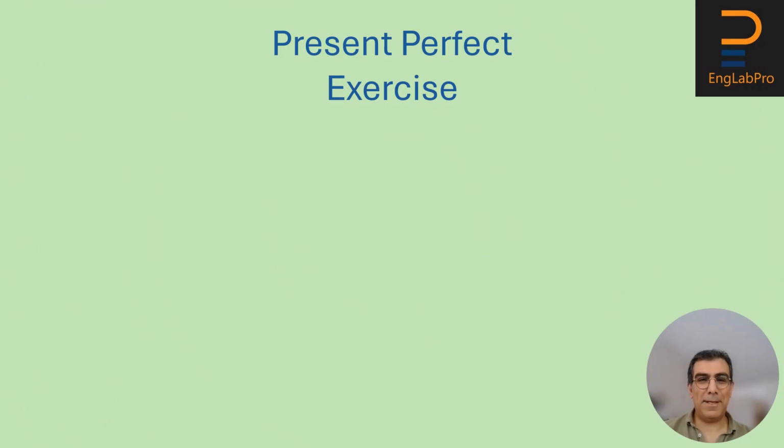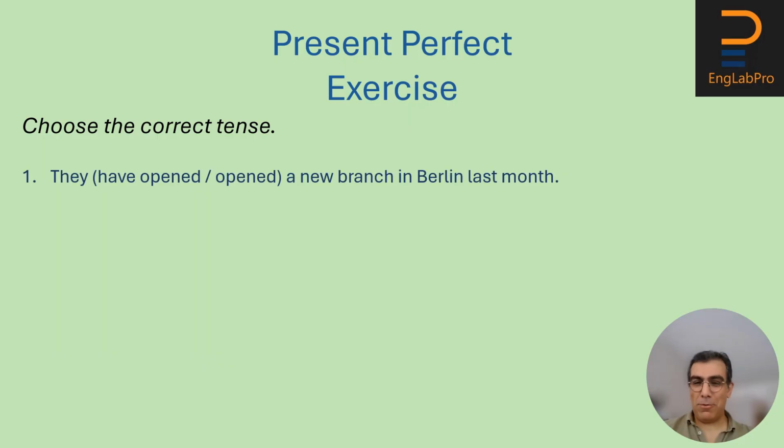Let's do another exercise. In this one, you see 3 sentences. In each sentence, there is the option of present perfect and simple past. You should choose one of them so that the sentence is grammatically correct. Let's go through the first one. The first one is they have opened or opened a new branch in Berlin last month. Which one is correct?